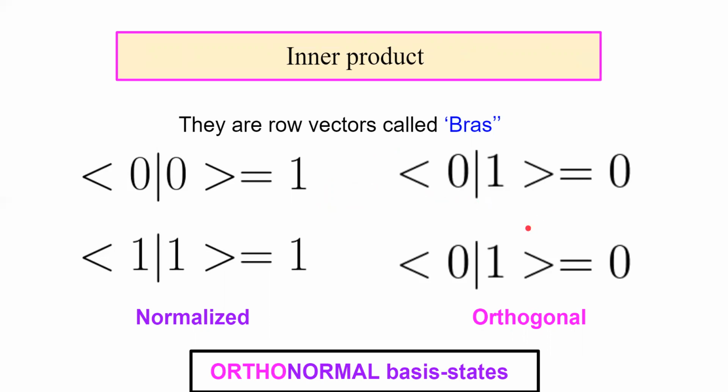Now if we take the inner product of the two different states, 0 and 1, and 1 and 0, pardon my mistake, this should be a 1 and this should be a 0. So the outcome comes out to be 0. They are normalized, and at the same time, they are orthogonal to each other. They are orthonormal basis states, and these orthonormal basis states form the skeleton of the two-dimensional Hilbert space we're talking about. Any state vector can be represented uniquely using them.